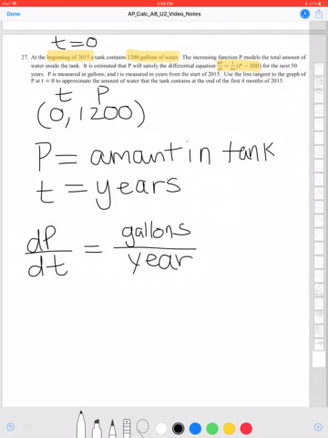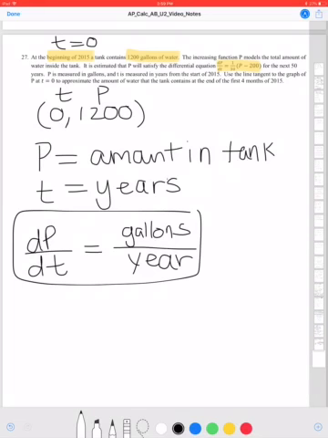P is measured in gallons, T is measured in years from the start of 2015. Use the line tangent to the graph, meaning we need the derivative, to approximate the amount of water at the end of 4 months. 4 months is our time, but we're not measured in months, we're measured in years. So 4 months is what fraction of a year, right? 4 months out of 12 is a third. So our time is 1/3.